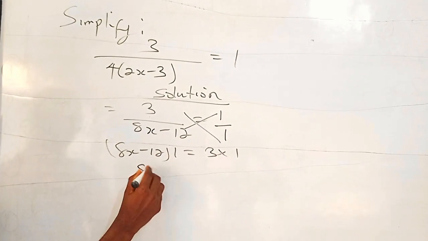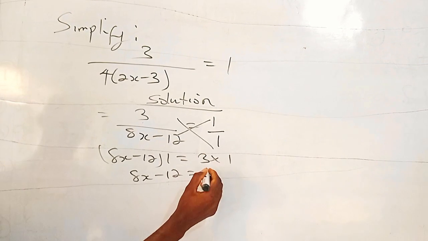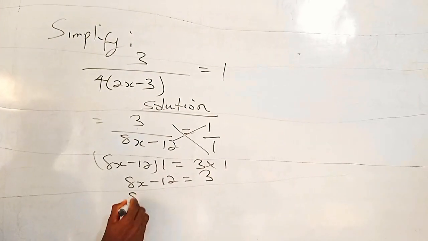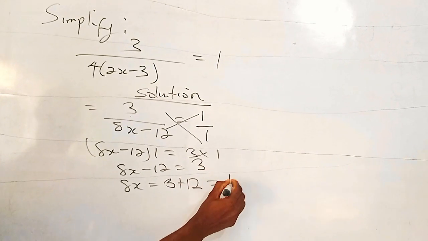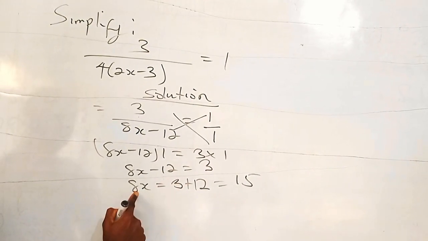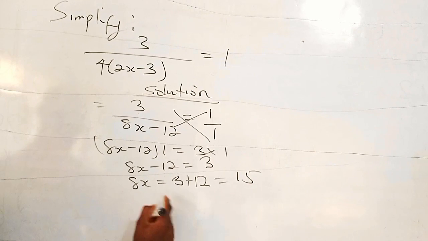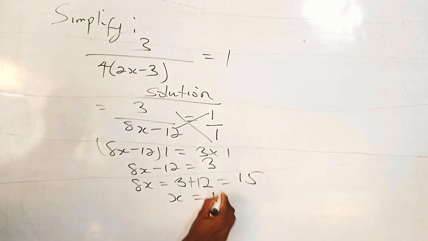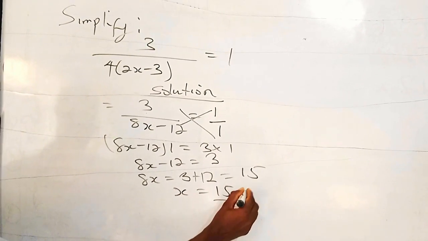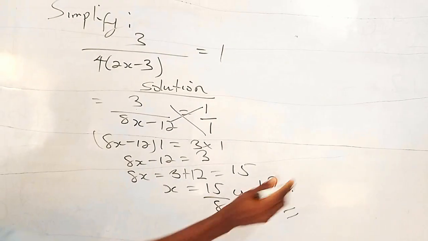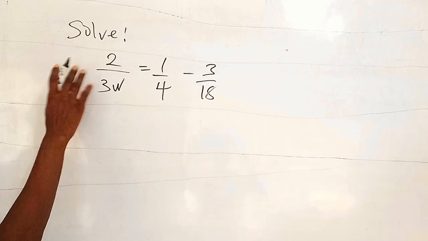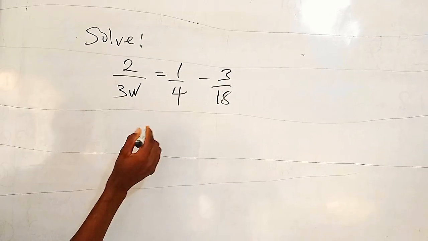So when we open up, we have 8x minus 12 equals 3. So collecting like terms, we have 8x equals 3 plus 12, that is 15. To get our value of x, we divide by the coefficient of x. So we have x equals 15 over 8, or one whole number, 7 over 8.